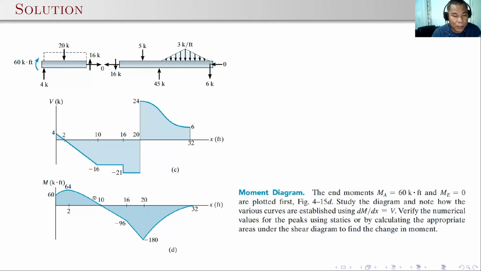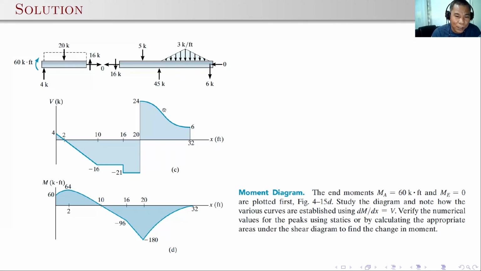64 minus the area of this will be equal to this value, which is 10. And then 10 minus 16 times this distance will give us minus 96. Then minus 96 minus this area, minus 21 times this one, that's 4, so it will give us minus 180. And then minus 180 plus the area of this. This is quite challenging. How do you determine the area of this?